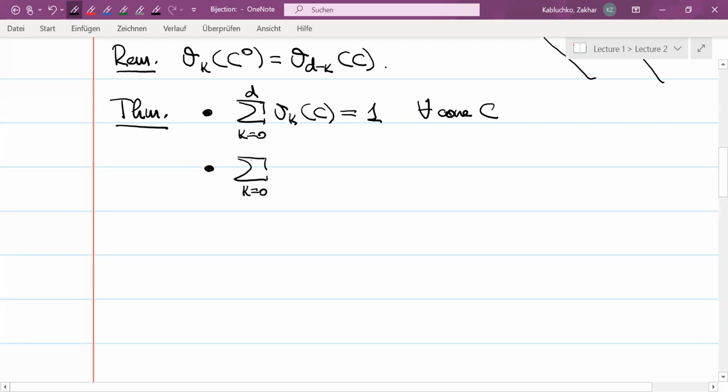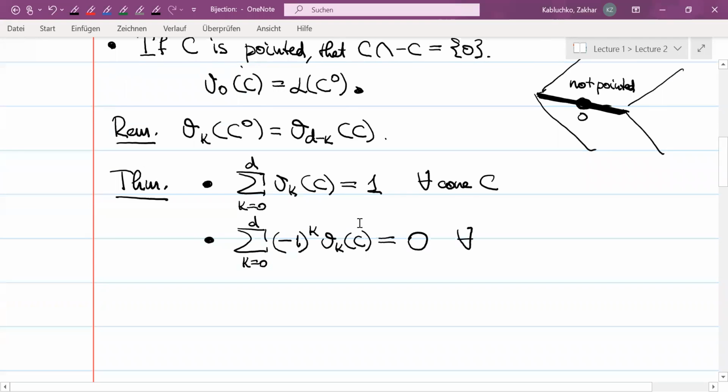So the sum from 0 to d of (-1)^k times v_k(C) is zero. But unfortunately, there is one exception here, which we have already seen. There is one sort of cone for which this doesn't hold, and we have already seen them. Which cones does this definitely fail for?